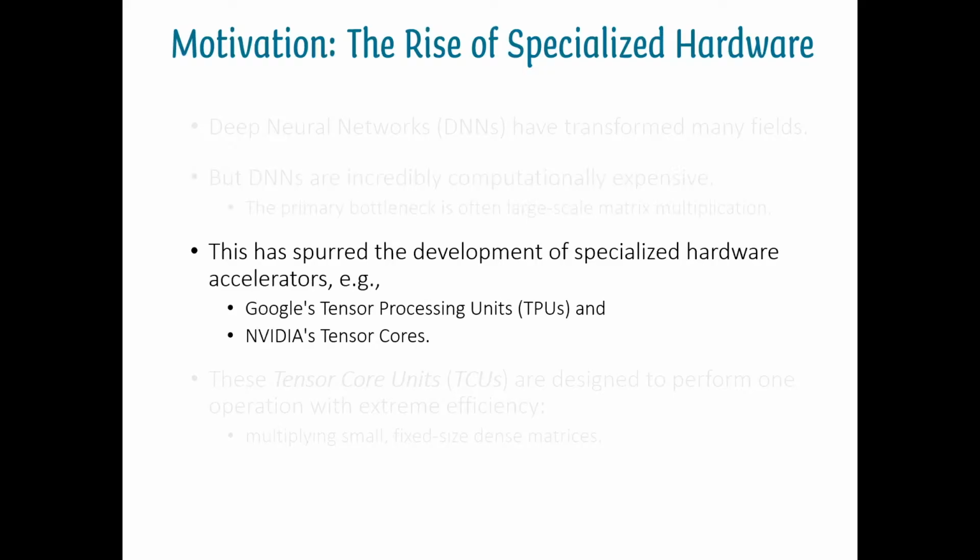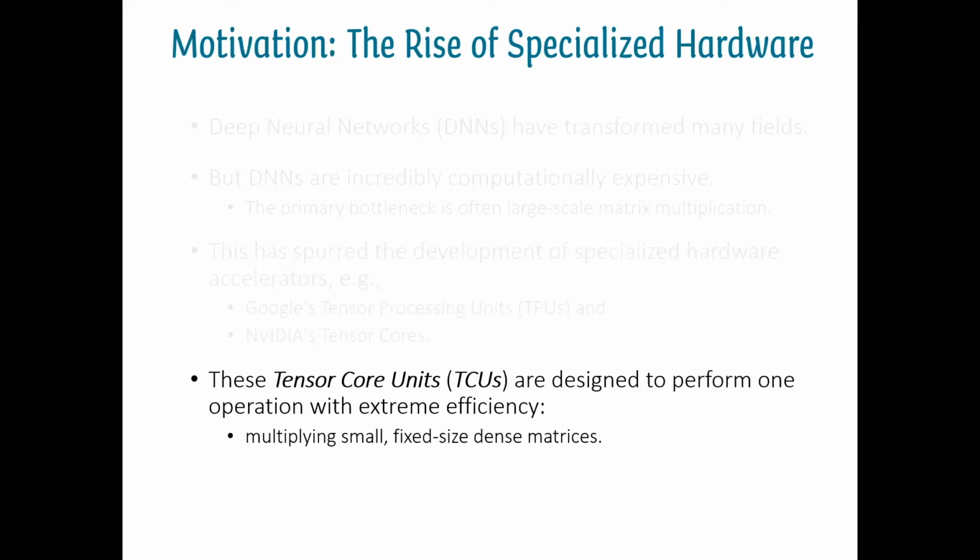So as a result, to improve this performance, specialized hardware accelerators were developed, like Google's tensor processing units, NVIDIA's tensor cores, and all those. This specialized hardware was developed just to perform one special operation really efficiently, and that is matrix multiplication, a small, fixed size matrix multiplication, very efficiently. We'll call those tensor core units in general.